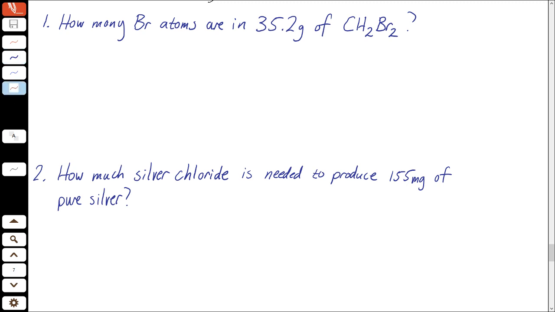You should get the same answer, but what I would do is I would convert 35.2 grams of the compound to moles.